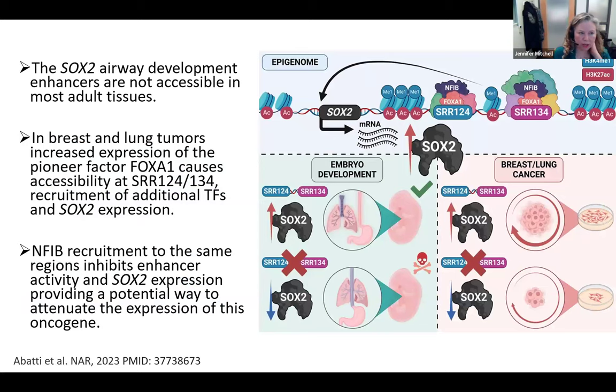And so just in summary, the SOX2 airway development enhancers are not accessible in most adult tissues. In breast and lung tumors, we think that increased expression of the pioneer factor FOXA1 causes higher accessibility at this region, recruitment of additional transcription factors and SOX2 expression. And then we identified that NFIB recruitment to the same regions would actually inhibit enhancer activity and SOX2 expression, and that provides a potential way to attenuate the expression of this oncogene, at least possibly in these specific cancer contexts.